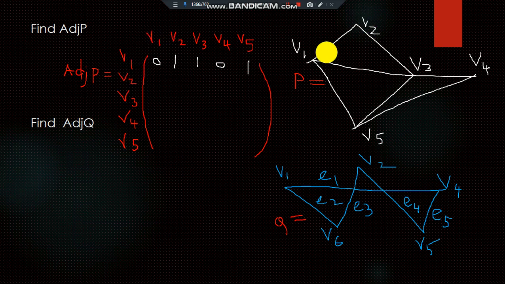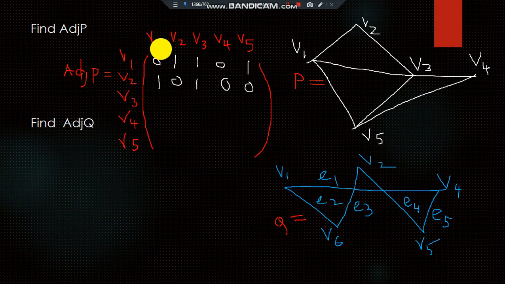v2, v1: yes, there is an edge. v2, v2: there is no loop, therefore we write 0 here. v2, v3: v3 is there, there is an edge, we put 1. v2, v4: there is no edge, 0. Then v2, v5: v5 is there, there is no direct edge, therefore 0.